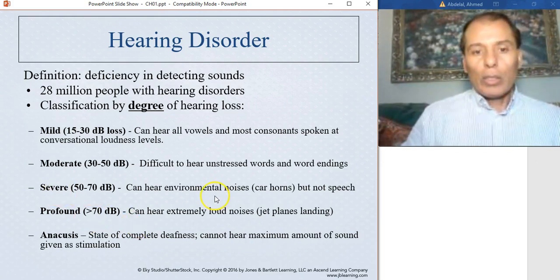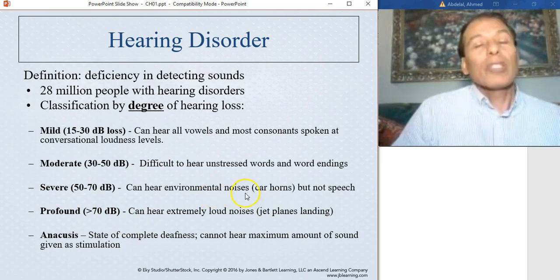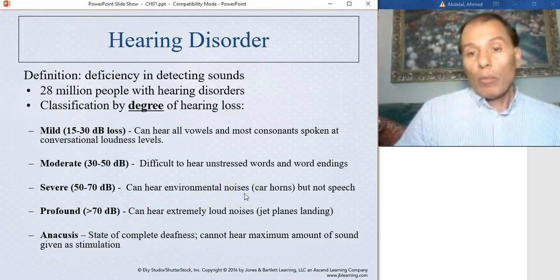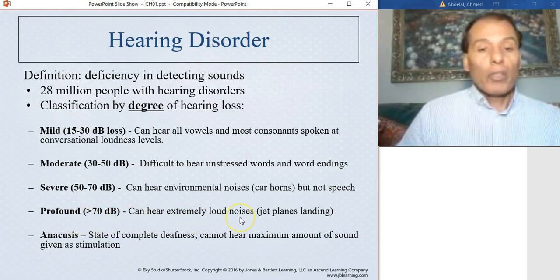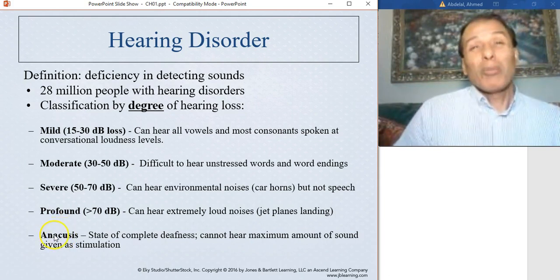And again, with severe loss they can hear only environmental sounds, but they cannot hear much of speech. And profound is definitely a very, very severe problem. And then anacusis means lack of hearing.